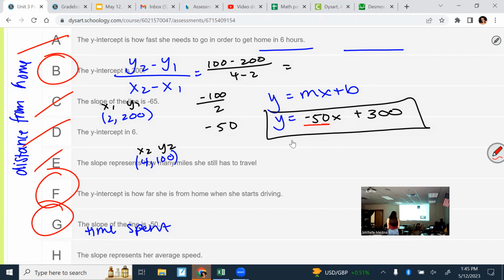So I actually disagree with that. On your test, it'll be more clear. The way that this is phrased, to me, this is how much her distance is changing each hour, not necessarily her speed, because her speed shouldn't be negative. So that's why I said it's not that. On your test, it will be more clearly stated. It'll say something to the effect of the slope gives a rate at which the distance is changing. So when it's phrased like that on your test, then yeah, I would agree with that. But the way it's phrased on this practice, I would say, no, that's not her speed. That's how much her distance is changing.